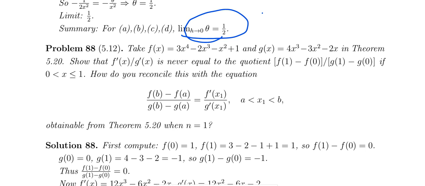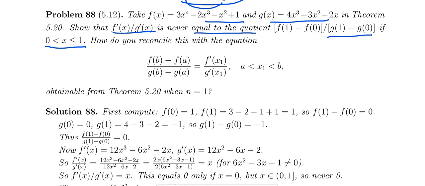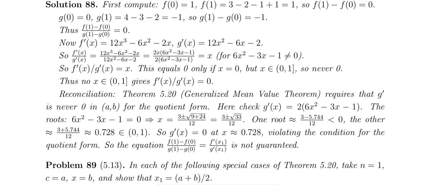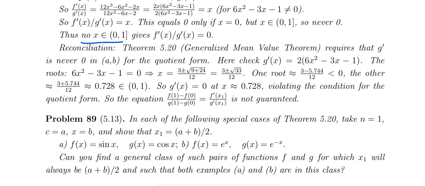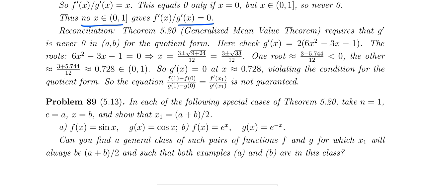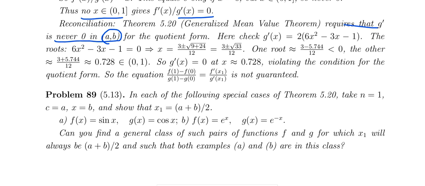And f of x equals 3x power 4 minus 2x cube minus x square plus 1, g of x equals 4x cube minus 3x square minus 2x. So f dash of x by g dash of x is never equal to the quotient f of 1 minus f of 0 divided by g of 1 minus g of 0 if x lies between 0 and 1. So there is no x belonging to (0, 1) for which f dash of x by g dash of x equals that. What we need to do is say that g dash of x is never 0 in (a, b). Only then do we get the conclusion. Okay. So leave it.